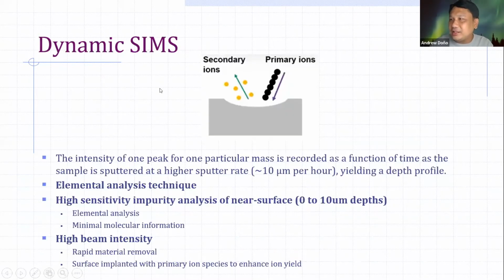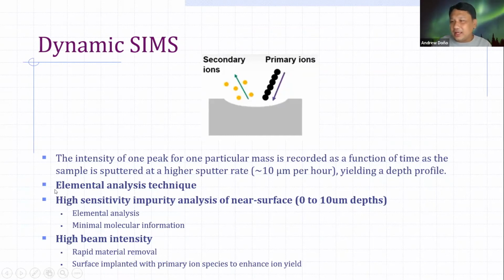Then, what is the dynamic SIMS? If you can see in this diagram, this is the secondary ions, then the primary ions. On the surface, there is a crater created. The intensity of one peak or one particular mass is recorded as a function of time as the sample is sputtered at a higher sputter rate, approximately 10 micrometers per hour, yielding a depth profile.